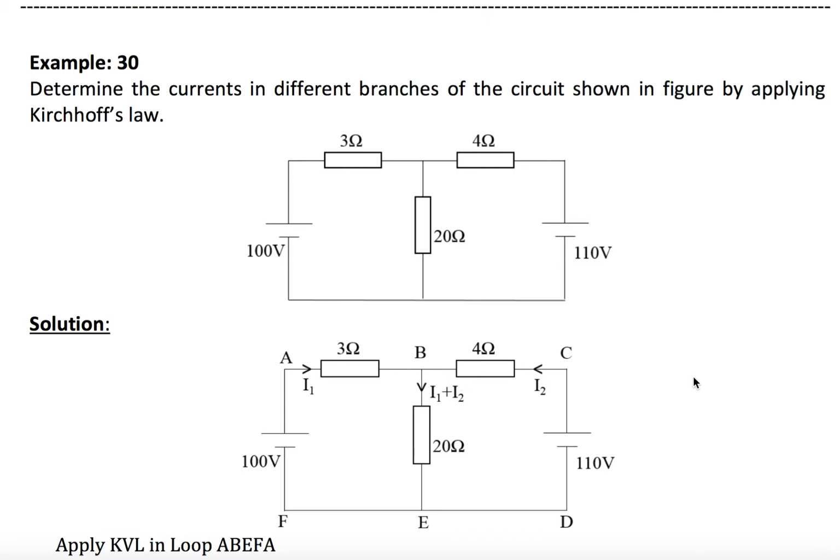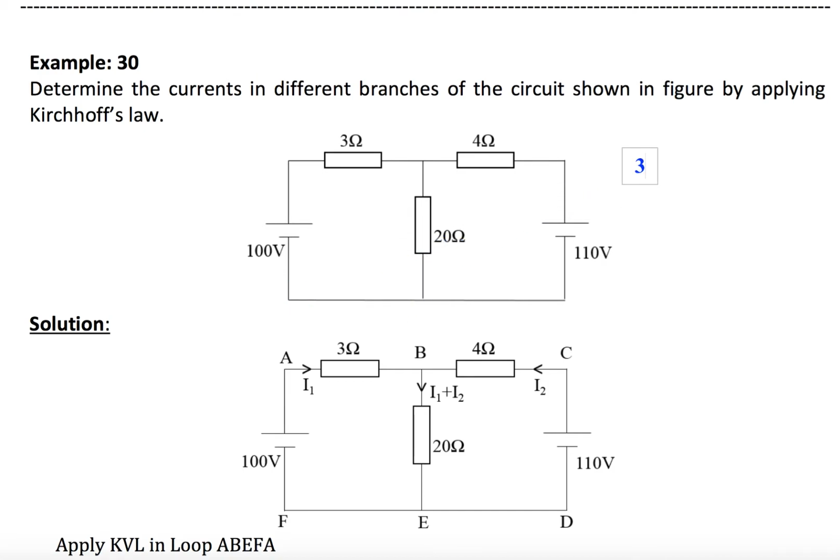Alright, now you can apply KVL, by applying Kirchhoff laws, that is what is mentioned in the problem. So let's apply KVL in the loop A, B, E, F, A. This is the loop. If you traverse like this, the current is flowing in your direction, so this voltage drop is positive. So let's write the KVL equation here.